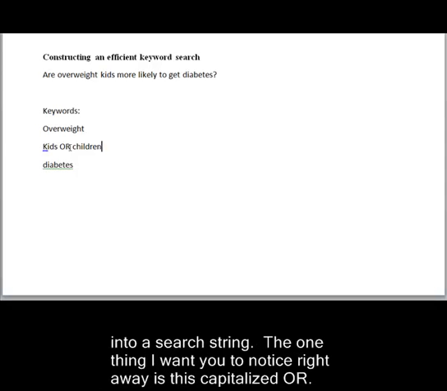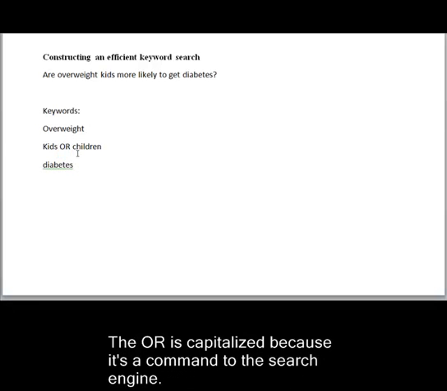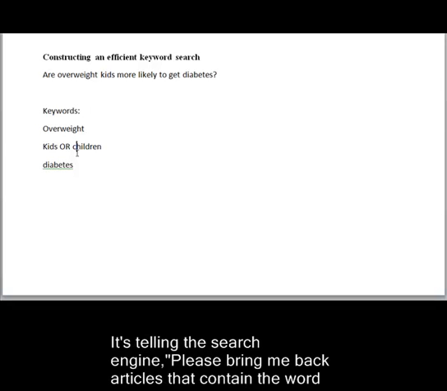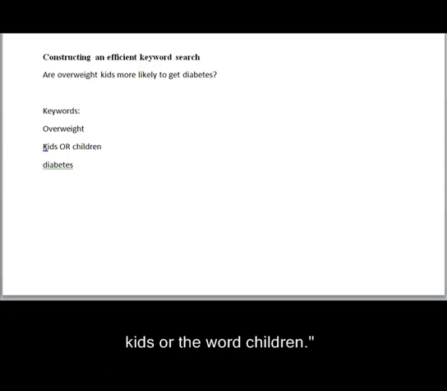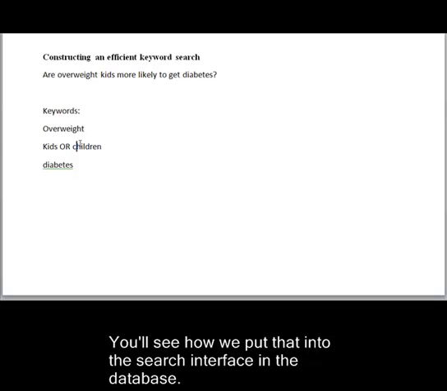The one thing I want you to notice right away is this capitalized OR. The OR is capitalized because it's a command to the search engine, and it's telling the search engine, please bring me back articles that contain the word kids or the word children. And you'll see how we put that into the search interface in a second.